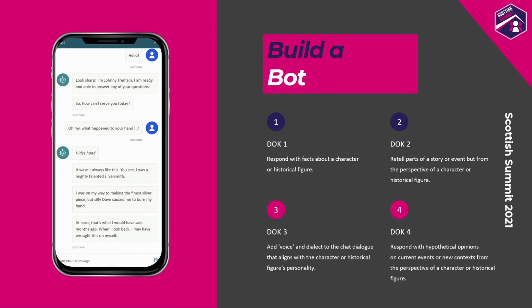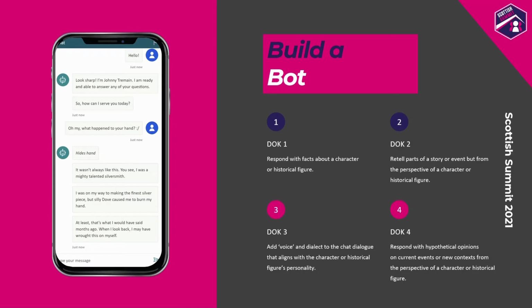If you were to train this bot to become a character, at the very first level of depth of knowledge, they would be able to respond with facts about a character. So you can have that chatbot respond when you say hello, say their own name, right? It's a basic fact about them. You can have them share who they are, what they did. That's very on-the-surface content. That's depth of knowledge 1.